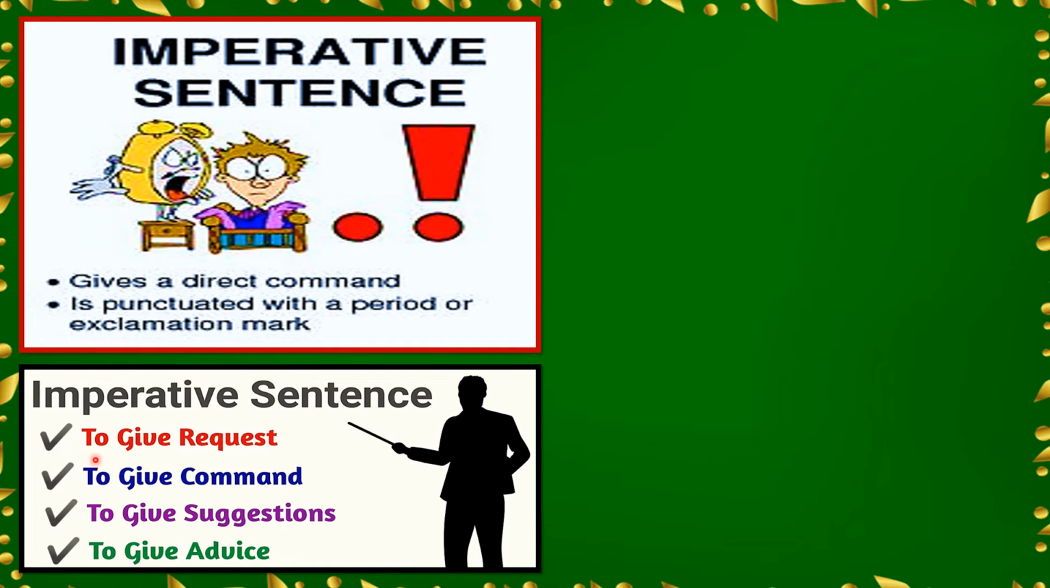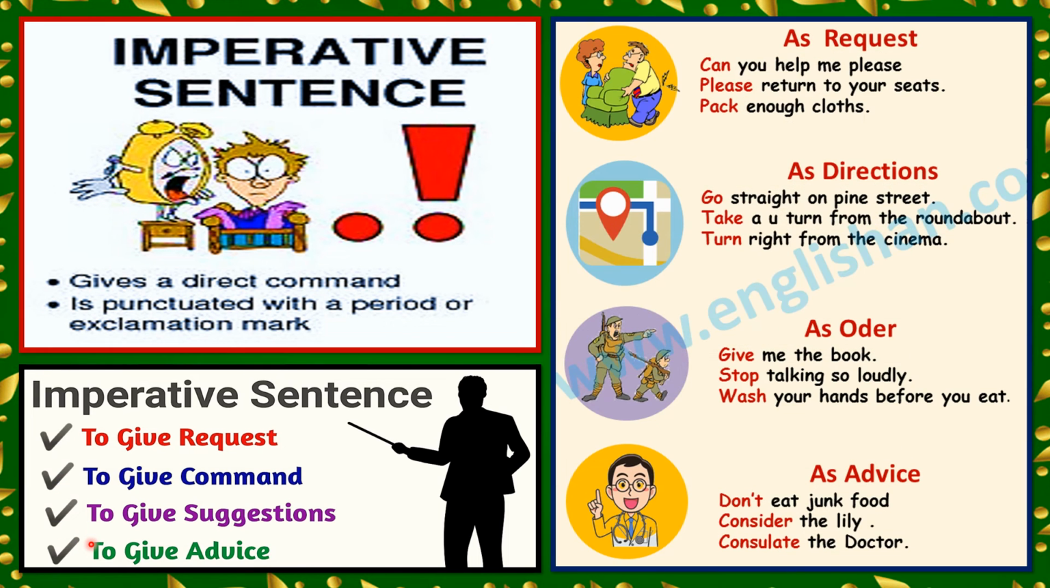So an imperative sentence is used to give requests, commands, suggestions, and advice. For example, as a request: Can you please help me? Please return your seats. Pack enough clothes. So these are requests, okay? As directions: Go straight on Pine Street. Take a U-turn from the roundabout. Turn right from the cinema.